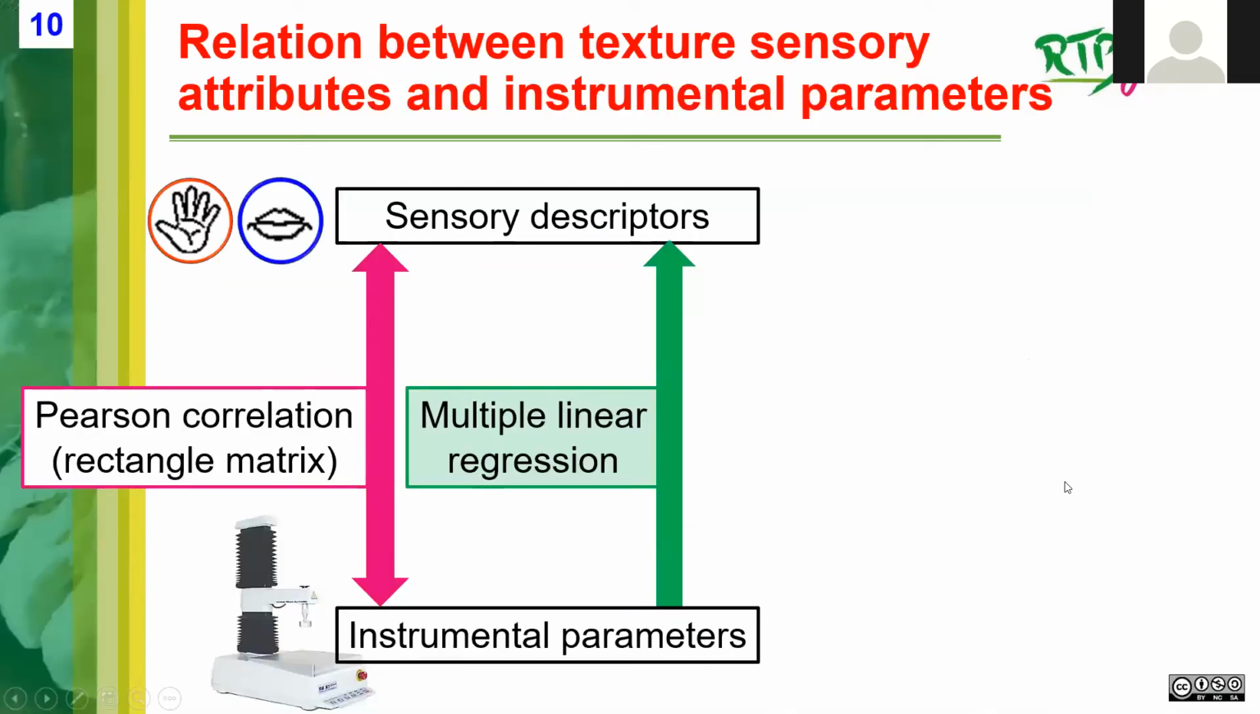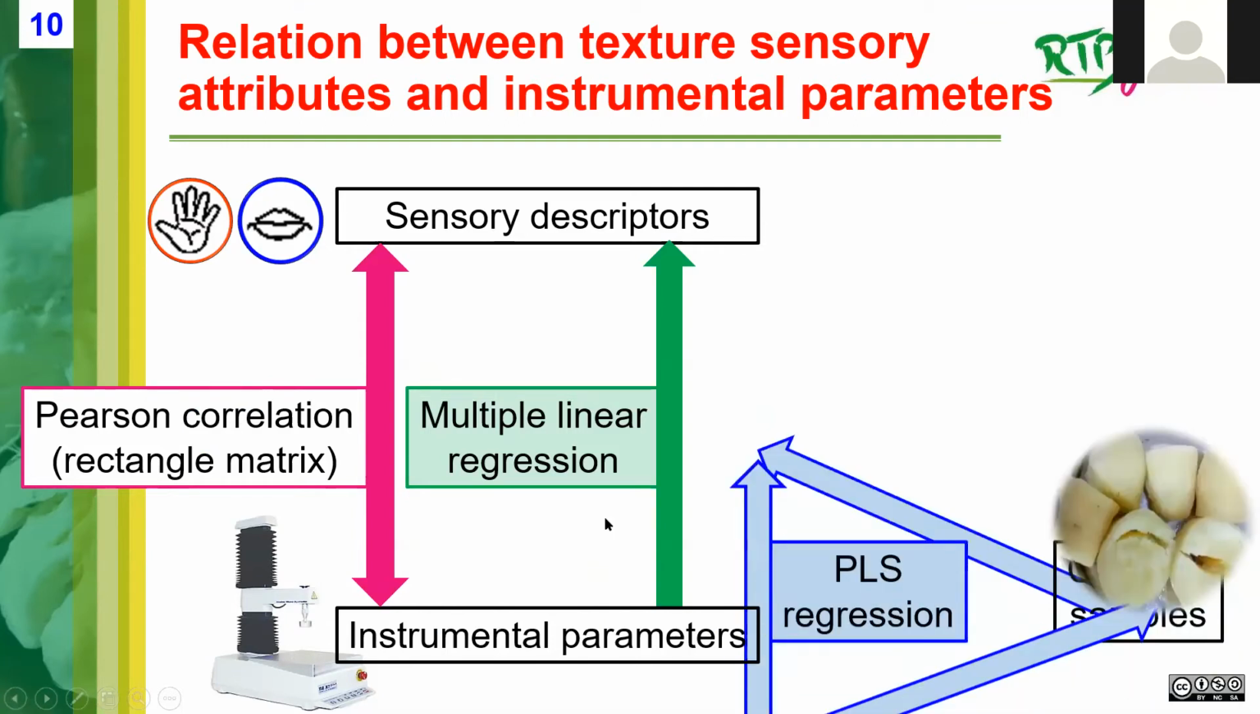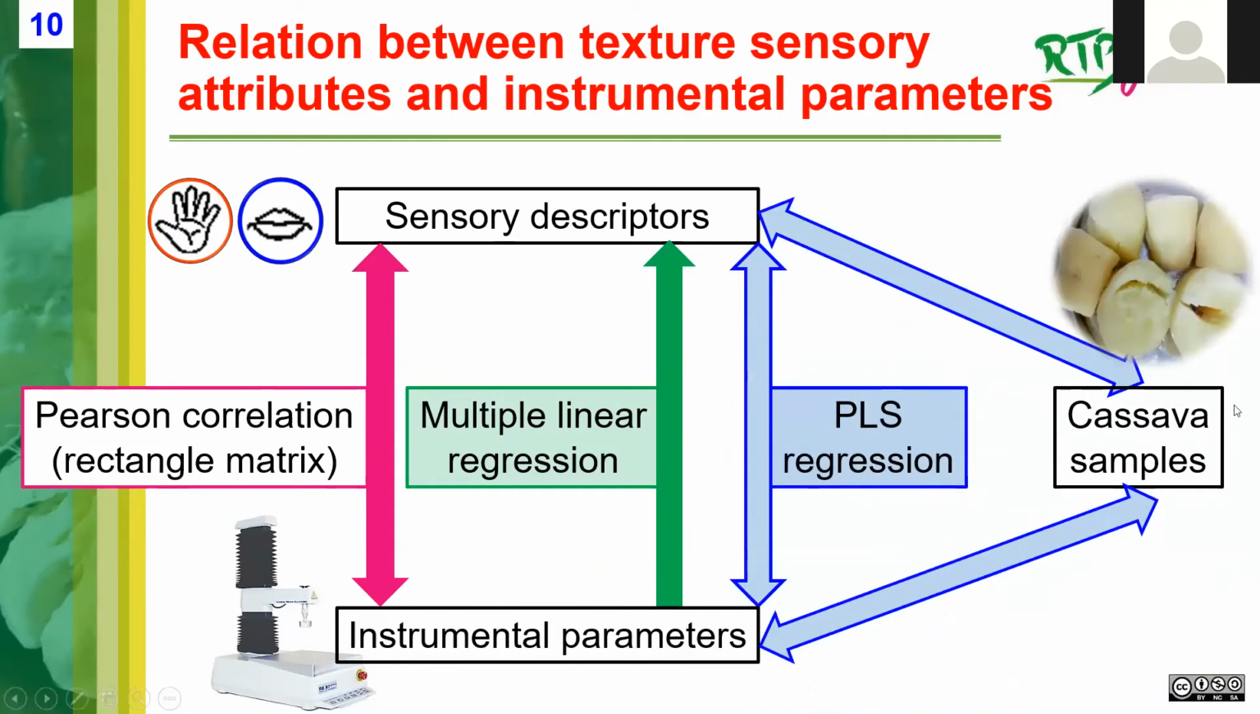Okay, so at the beginning of this presentation, I said that the main objective was to understand the relationship between the sensory texture attributes of boiled cassava and instrumental texture parameters. So we try to show this relationship between sensory descriptors and instrumental parameter measures using the Pearson correlation test and also the multiple linear regression. We also use the partial least square regression to show the relationship between the texture parameters and also the cassava samples.